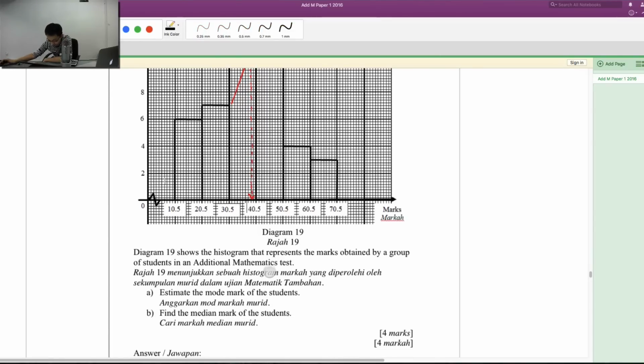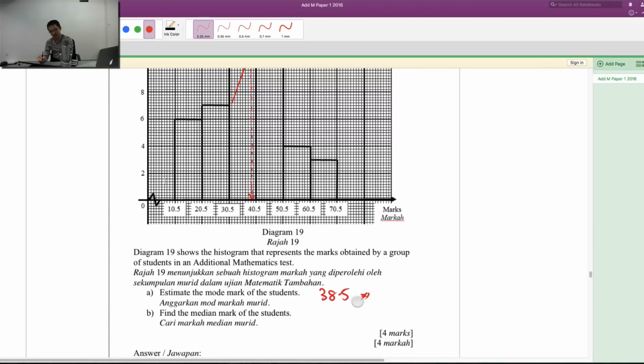Okay, so obviously here I couldn't see very clearly, so I just estimate maybe it's 37.5 or 38.5. Just to teach you the method, because the real answer is not important here. Find the median mark.